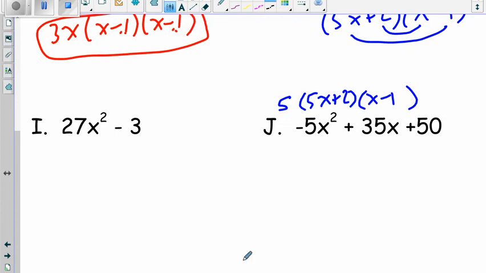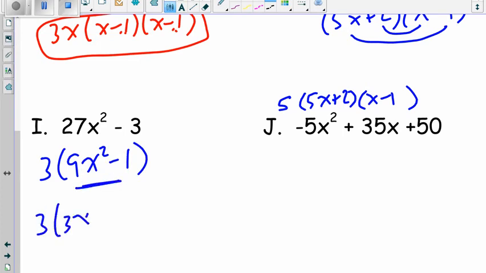Okay, letter I. 2 terms. Immediately should think difference of 2 squares, but those aren't squares right now, so I'm going to factor a 3 out of both. This is now difference of 2 squares. That's going to give me 3x plus 1 and 3x minus 1.